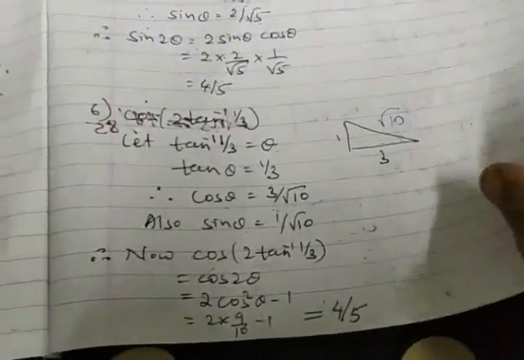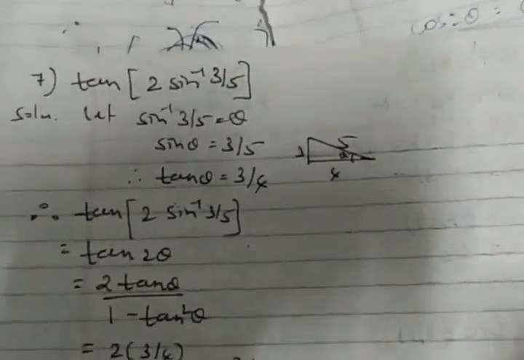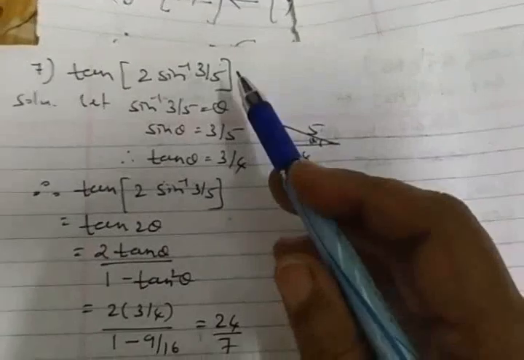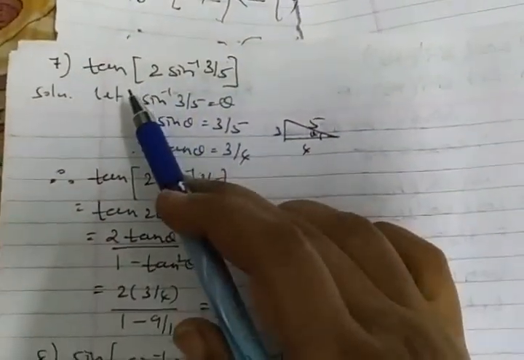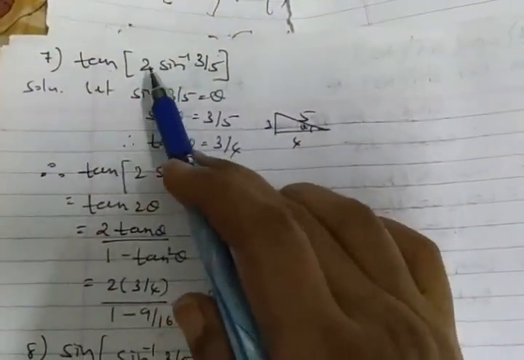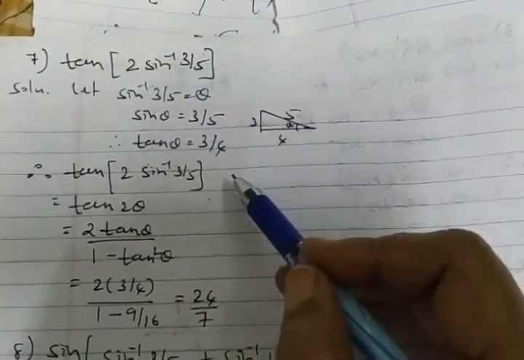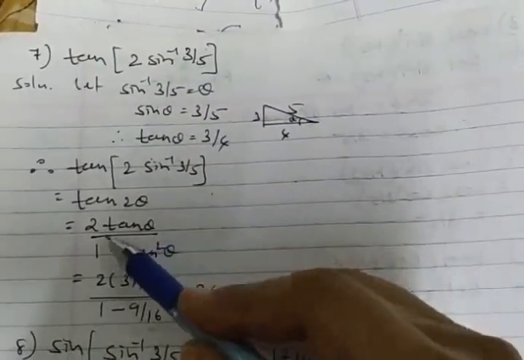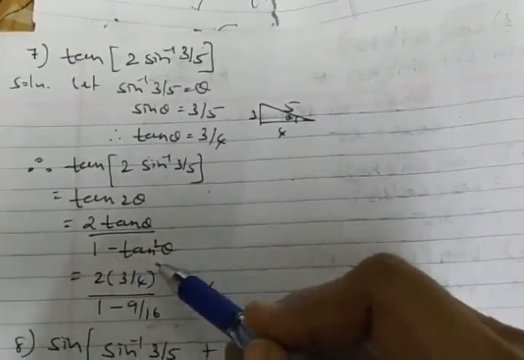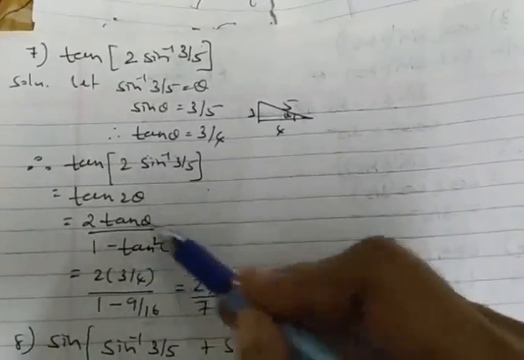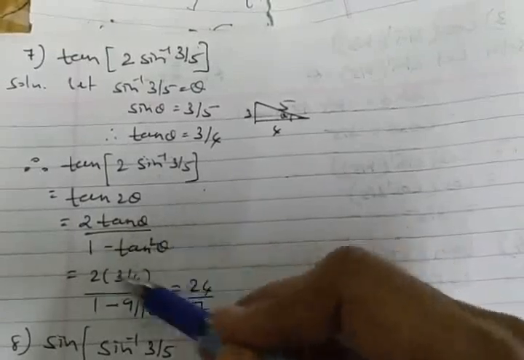Okay. So next question, 7th question. The term is tan of 2 sin inverse 3 by 5. So what formula comes in your mind? I find tan 2 theta. What is tan 2 theta? What is tan 2 theta? 2 tan theta divided by 1 minus tan square theta. So this was a formula which comes in my mind.